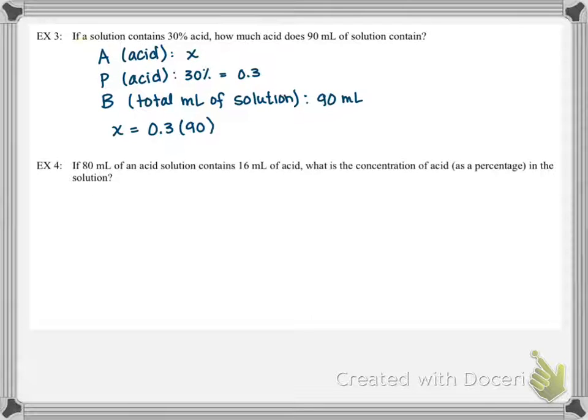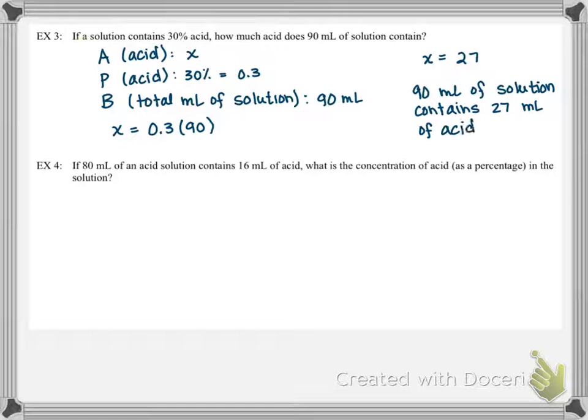We'll solve it just for the heck of it. It's like 27 equals 27. So 90 milliliters of solution contains 27 milliliters of acid. Which is a little hard to think of because you can't measure the acid separately, but if you could separate the water from the acid, this is just saying that the acid itself would take up 27 milliliters of volume. So the next one is the same exact idea, same setup.